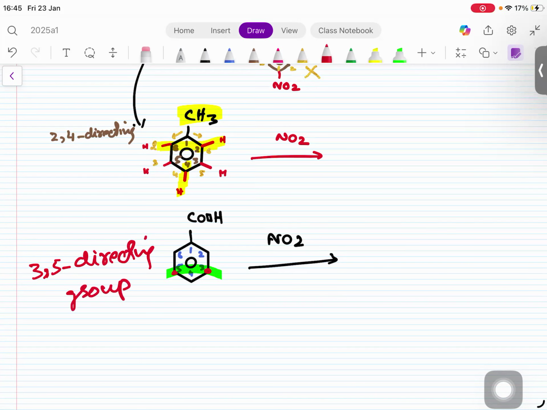Obviously, it is based on something, right? And that thing is the electron pushing and electron withdrawing effect, but we'll discuss that in the later part. At this moment, I just wanted to make it clear that when the first group comes and substitutes on the benzene ring, it has to direct the further substitution for the further incoming groups. And there are two types of groups. One, those which direct the further substitution at carbon number 2 and 4, known as 2,4 directing, and the others which direct the substitution at 3 and 5 are known as 3,5 directing groups, right?